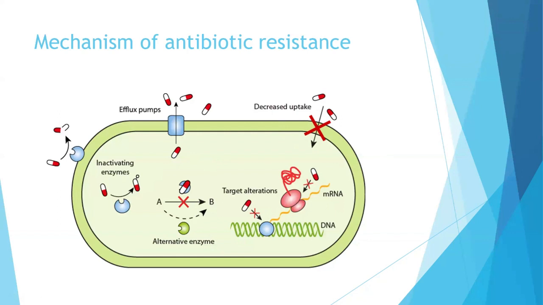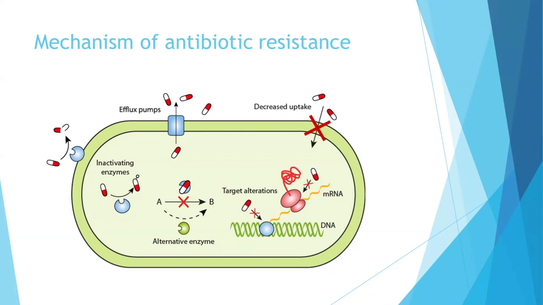For example, if there is a drug that inhibits an enzyme of the bacteria, then the bacteria can just make a new enzyme, or use an alternative enzyme for the process. Or there can be inactivating enzymes in the microorganism which bind to the drug and make the drug inactive.